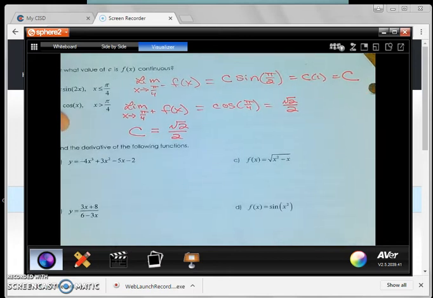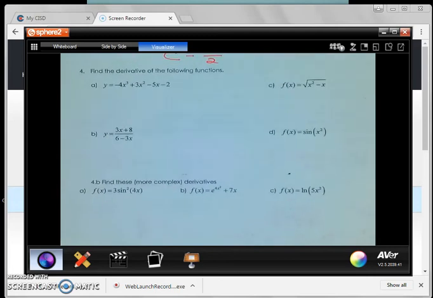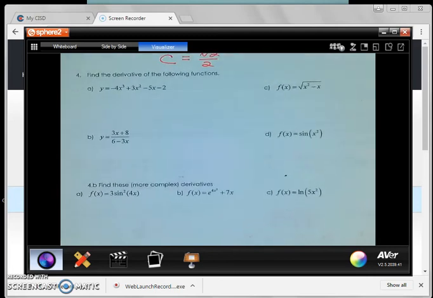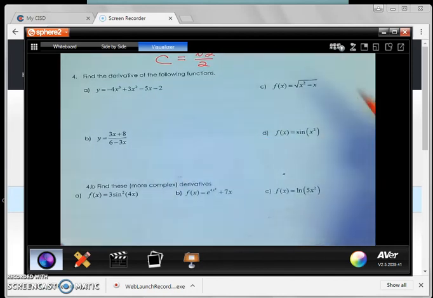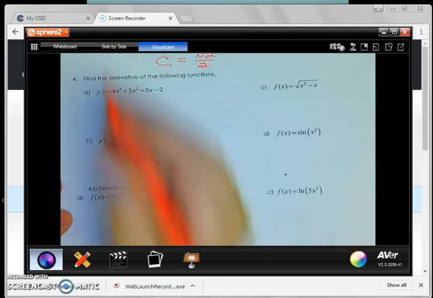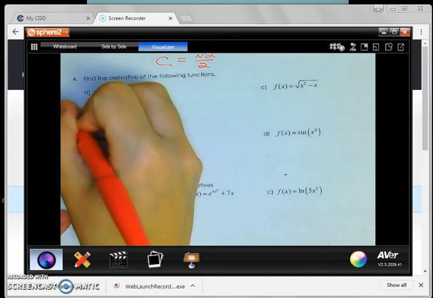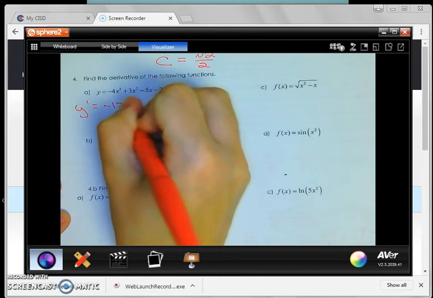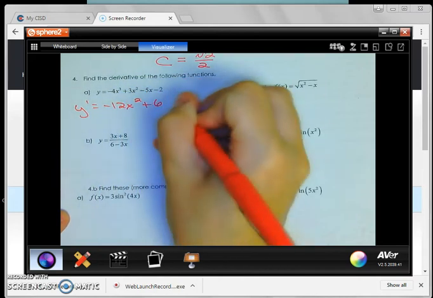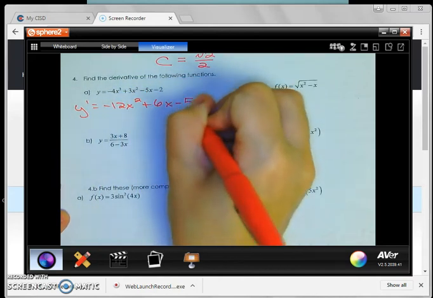Okay. All right, so now we are finding derivatives. So find the derivative of the following. This is going to be straight power rule. This, we would rewrite it and use chain rule. You're going to use quotient rule here. And then this is a trig function there. So let's see, power rule. I would say y prime equals 3 times negative 4 is negative 12x squared plus 6x minus 5.